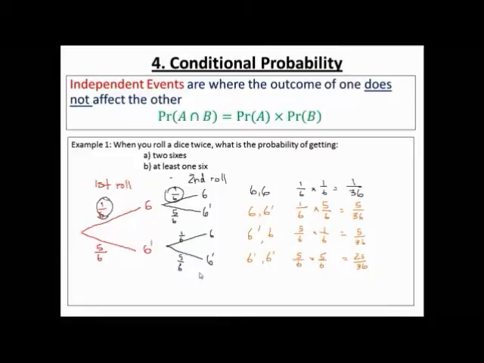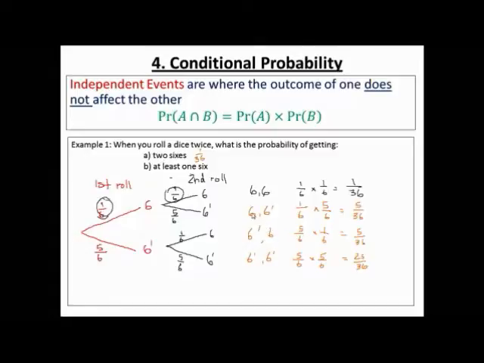Now, part A said what was the probability of getting 2 6s, and I can see that that was just 1/36, because that's just that first outcome there. The second bit says, what's the probability I get at least 1 6?